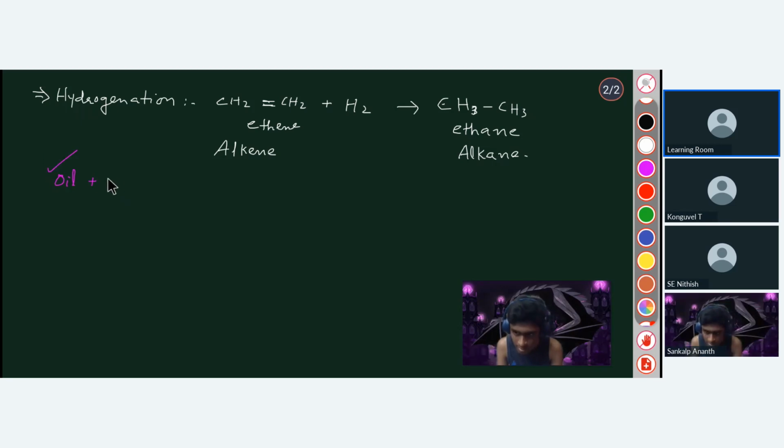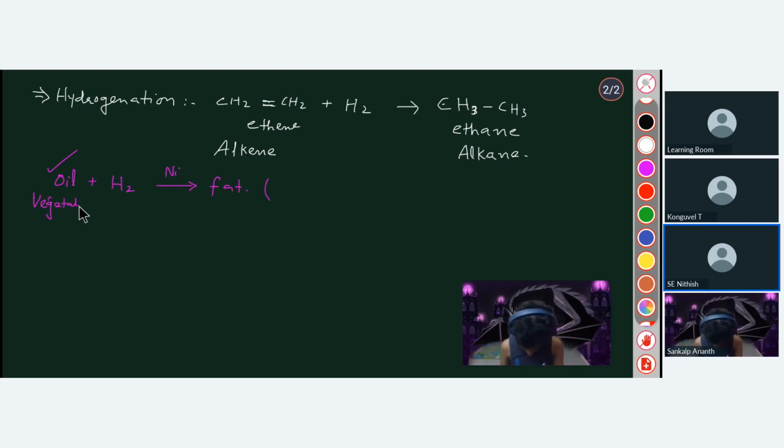So, oil, when it is actually treated with hydrogen gas, this is the hydrogenation of oils. Here we use the catalyst nickel, and what we get is fat. This reaction is very important. When we take the vegetable oil and it is hydrogenated, we get the fat. With this reaction, we can manufacture vanaspati fat or vanaspati ghee.